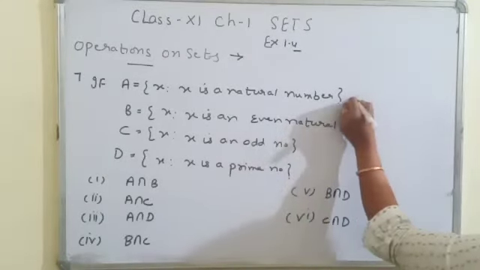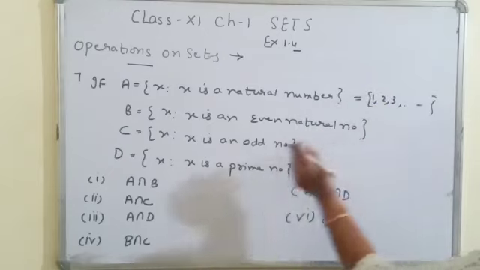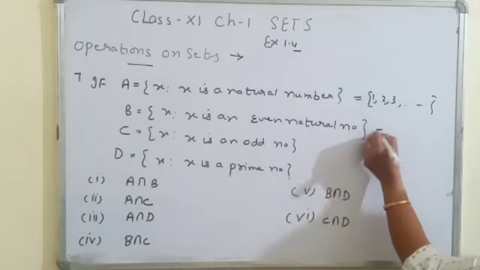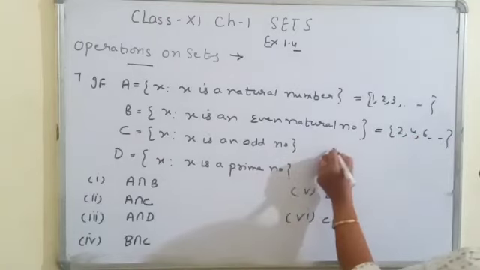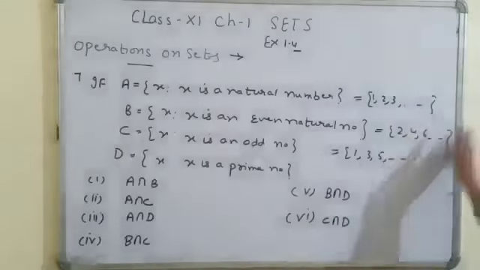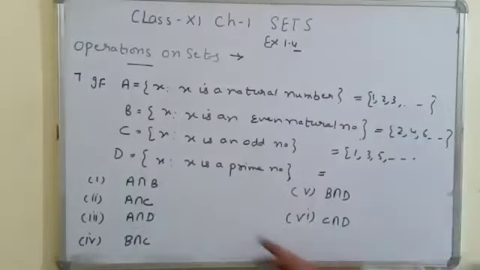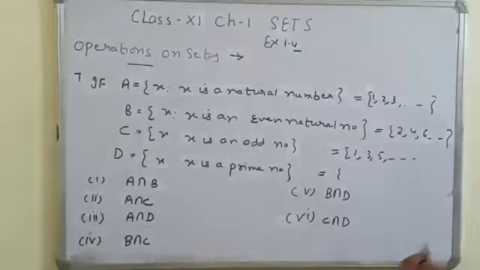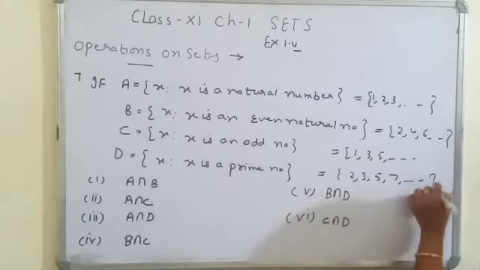Let's recall it again. Natural numbers start from 1, 2, 3 and so on. Even natural numbers are 2, 4, 6 and so on. Odd natural numbers are 1, 3, 5. You are all familiar with these definitions. A prime number is divisible by only one and itself. So these are 2, 3, 5, 7 and so on.